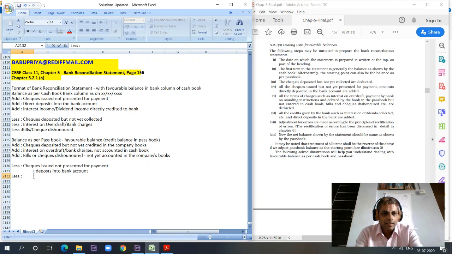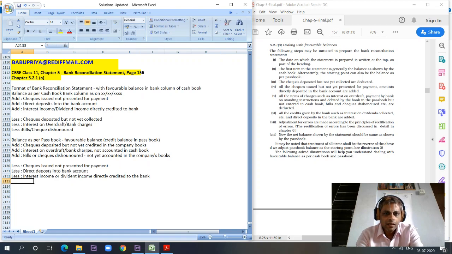So these are all things that could not have got recorded in the cash book. Less interest income or dividend income directly credited to the bank. So this income has not come into the books. We have not received the bank challan or bank statement to identify our bank slip. We have not received the independent document. So that is the reason these are not accounted in the cash book. That will cause a difference in the balance as per cash book bank column.